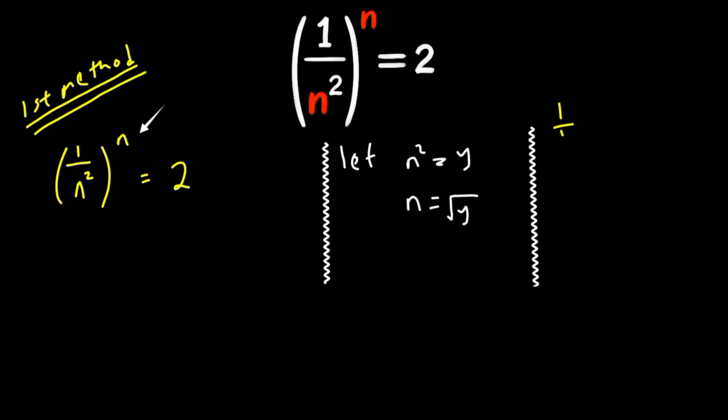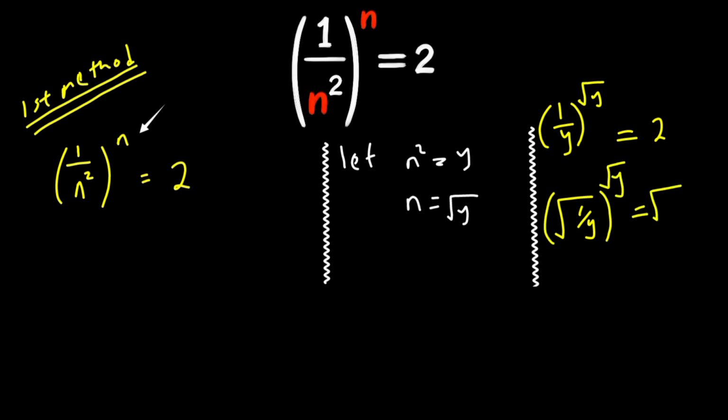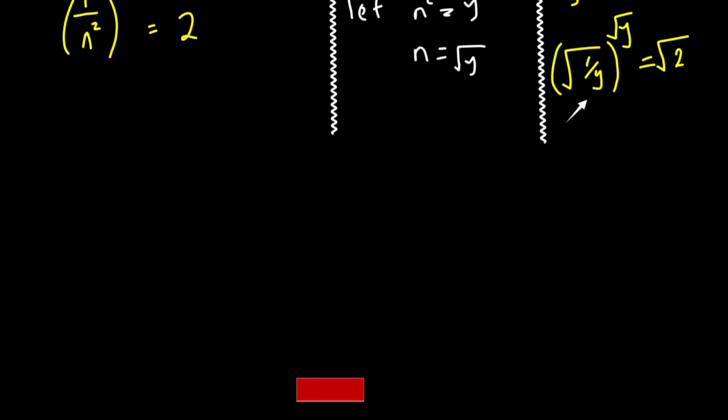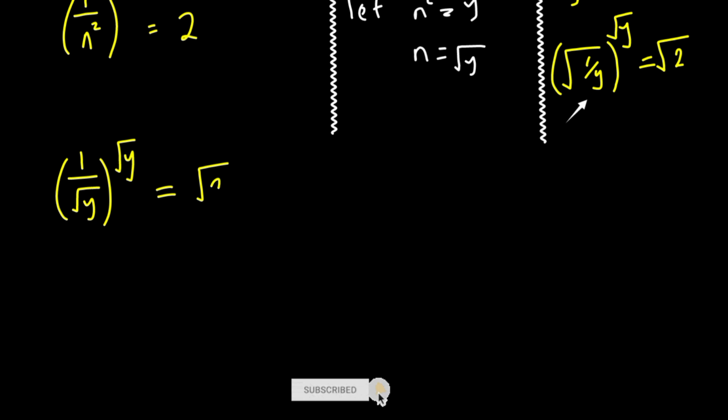Therefore you are going to have 1 over y, then all to the power of root y, and that equals 2. So we can go ahead to take the root of the base of both sides, and then we have this to the power of root y, and that will give us square root of 2. And then moving further, we can rewrite this as 1 over square root of y and all to the power of root y, and that gives us root 2.